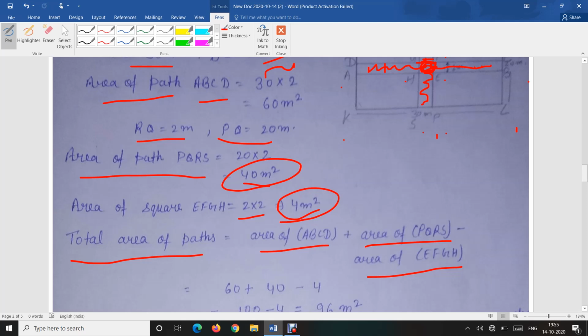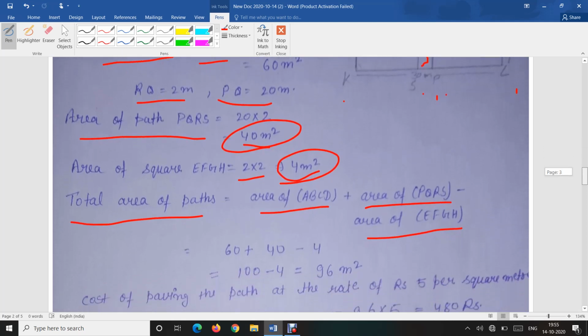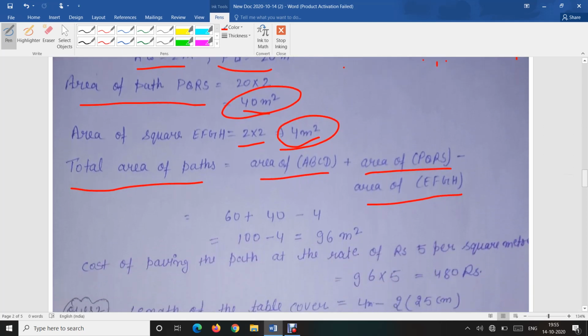We can just put in the values: area of ABCD, which we have found to be 60 meter square, and area of PQRS, which we have found to be 40 meter square, minus area of EFGH, which is 4 meter square. So it is equal to 96 meter square. That means the total area of the paths is 96 meter square.